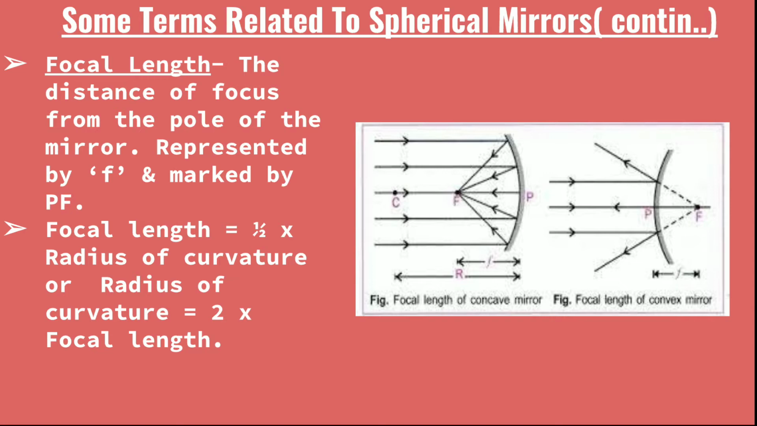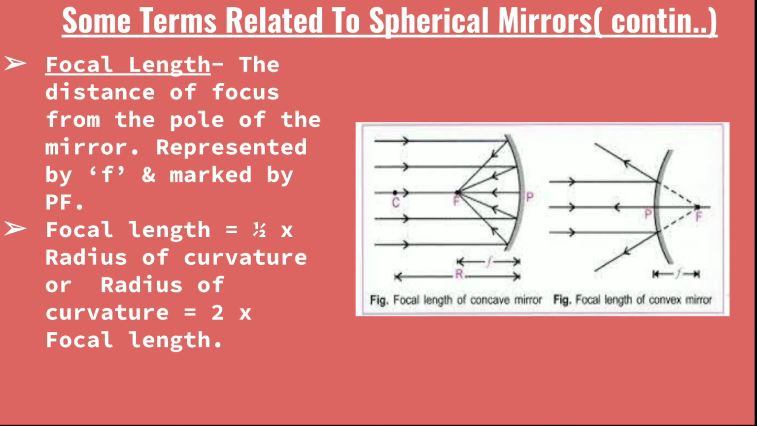Pole is the center of the mirror, and C is the center of curvature. Now in case of a convex mirror, this focus comes behind the mirror, from which the light rays appear to diverge after reflection. And focal length is the distance between P and F, denoted by small f.